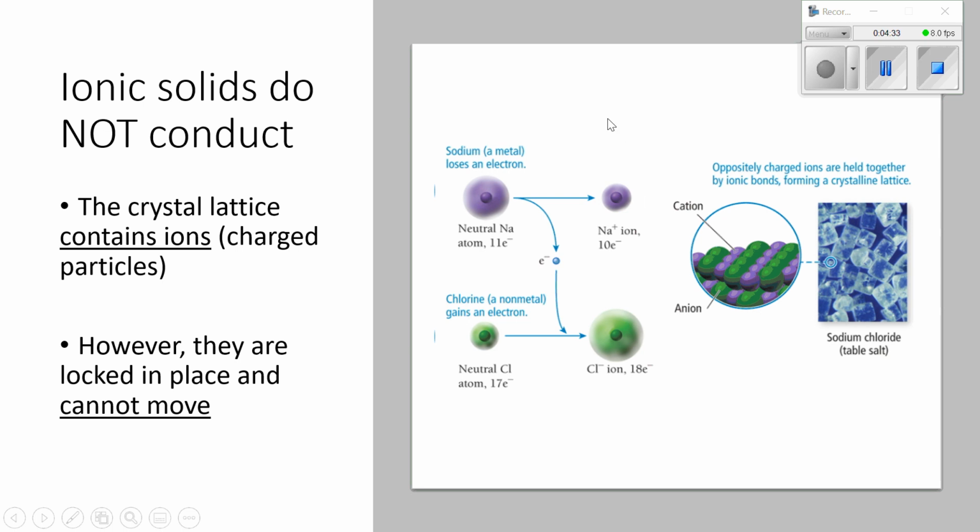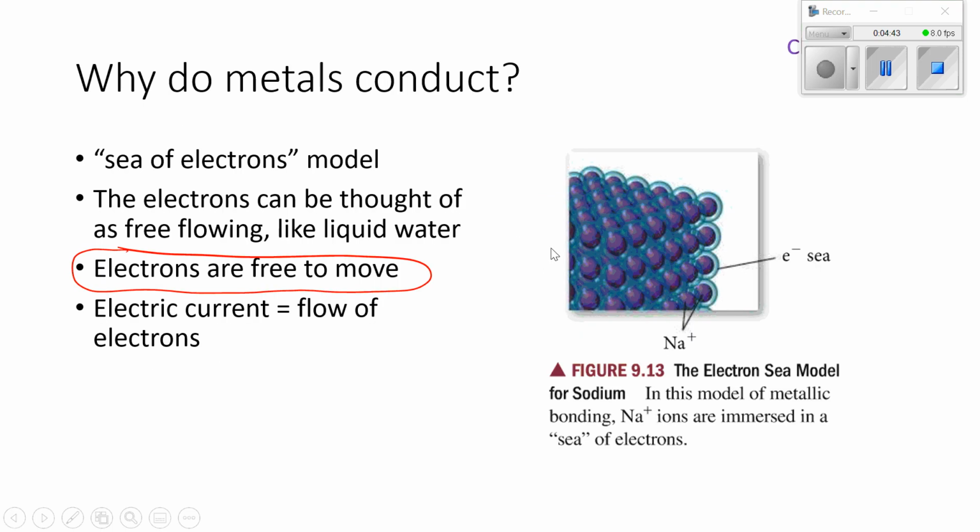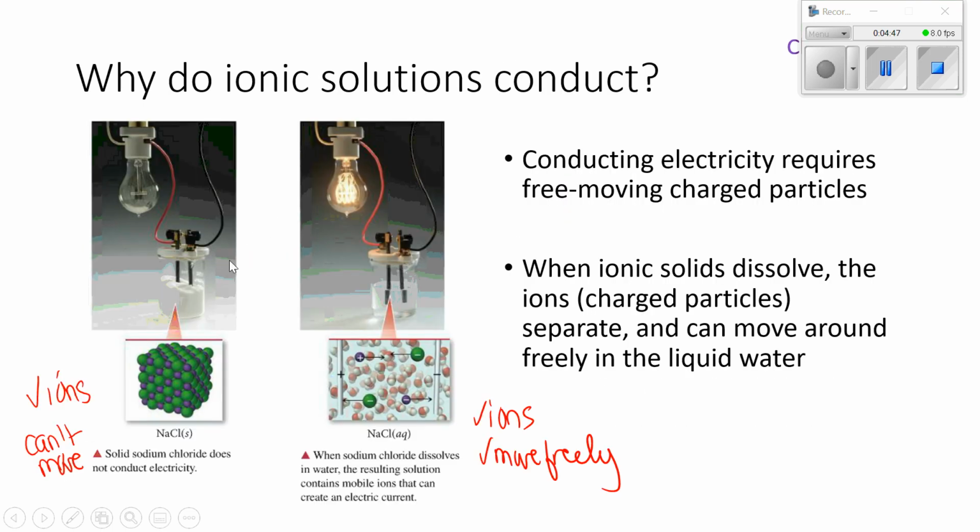So again, to summarize, the main idea here is in order to conduct electricity, you need to contain some sort of charged particles, either ions or electrons, that can move around freely. So in metals, you've got these electrons that can move around freely. And in ionic compounds, when you dissolve them in water, they break apart into these individual ions, and they can move around freely.